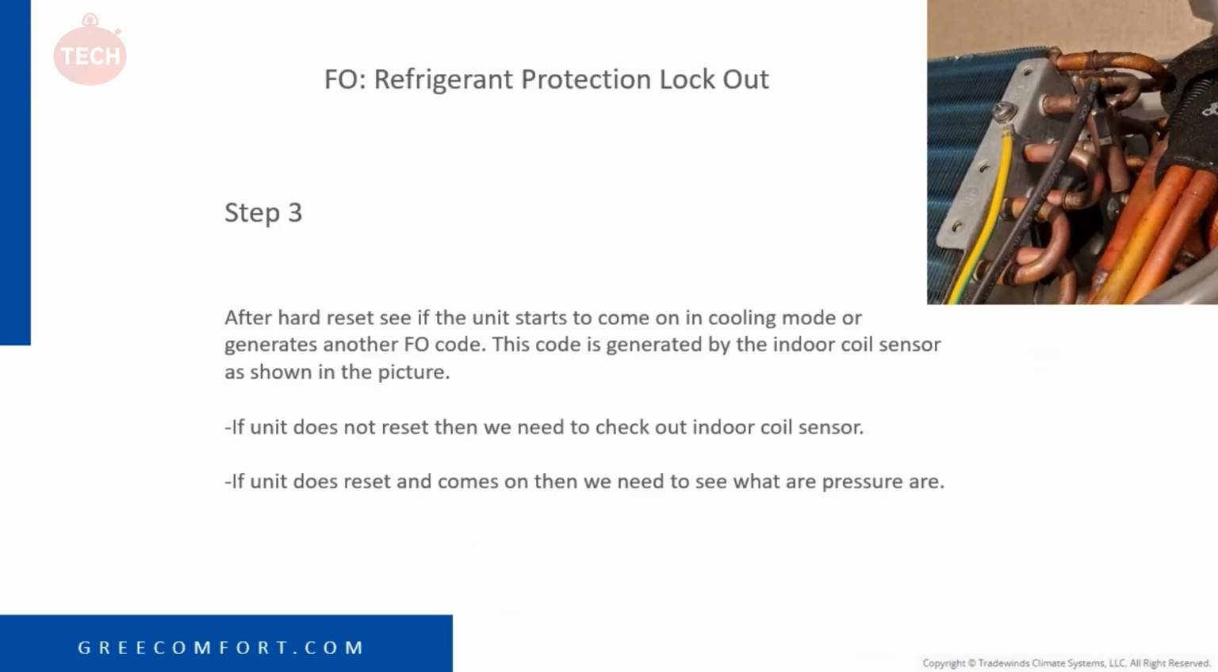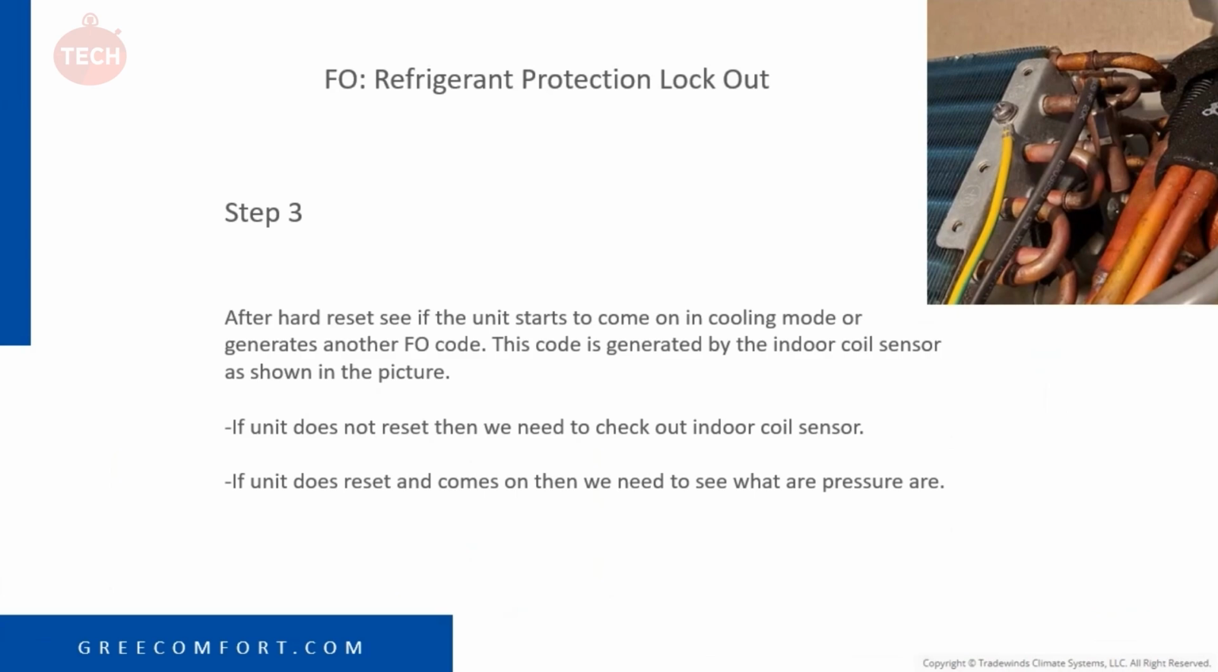This code is generated by the indoor coil sensor, as shown in this picture in the upper right. So you can see it's a little black wire going to, there's a little metal clip holding it in. That is where your indoor coil sensor is located. We'll get into that here coming up.